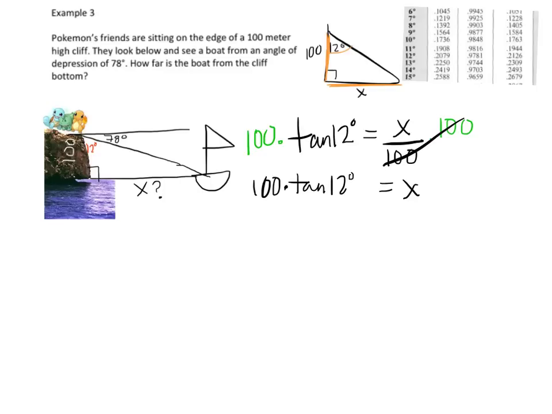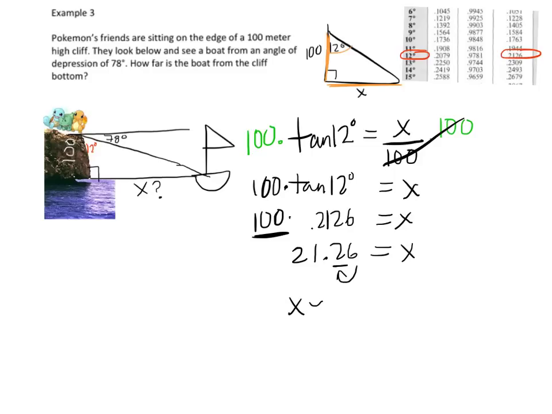And I think if you squint, you can see it. Here's 12 degrees, and here is the tangent. That's 100 times 0.2126 equals x. Now this is a really easy multiplication. Anytime you multiply by 100, you just move the decimal place. So that means my x is 21.26. But since they asked me to round to the nearest tenth, x is approximately 21.3 meters. That's how far away the boat is from the cliff.